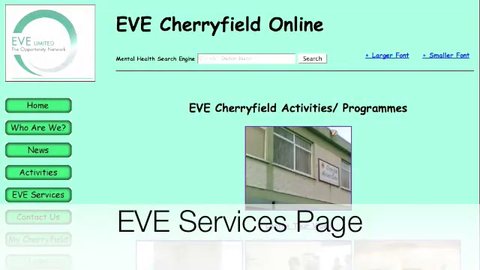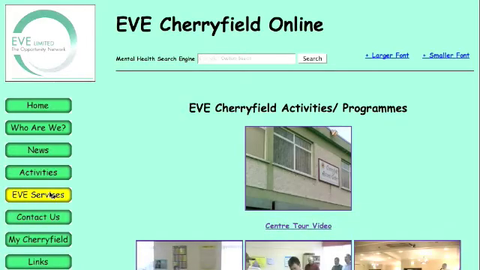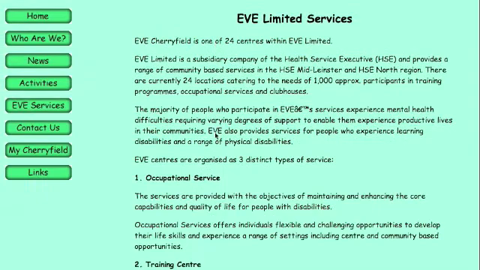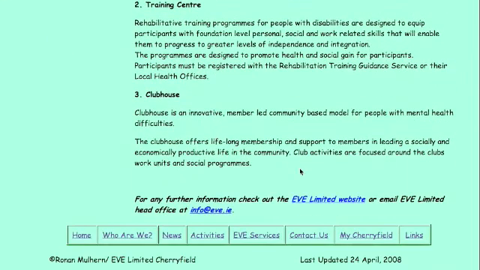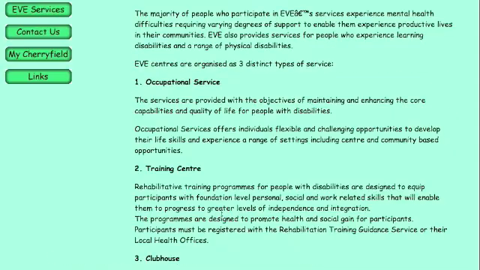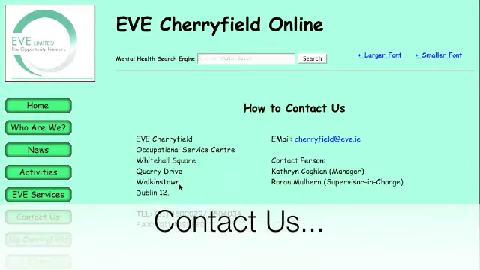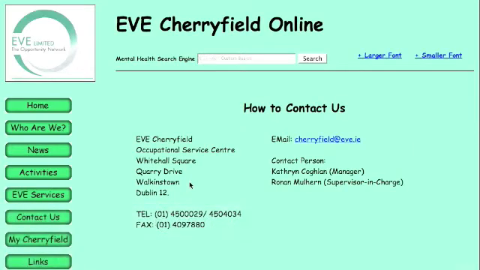Cherryfield is part of a larger Eve Limited organisation. So let's have a quick look at the Eve Services web page. This tells you a little bit more about the organisation. There's also a link to the Eve Limited website, and where you can email them as well. Moving on from that, we've got the Contact Us page, which gives you all the information about the Eve Cherryfield address, telephone and fax numbers, email address, and also contact people.